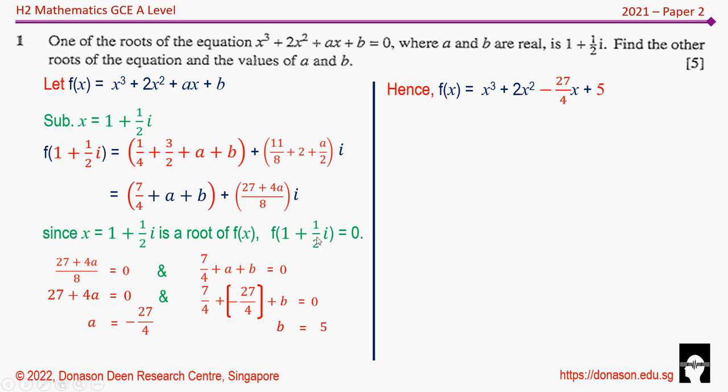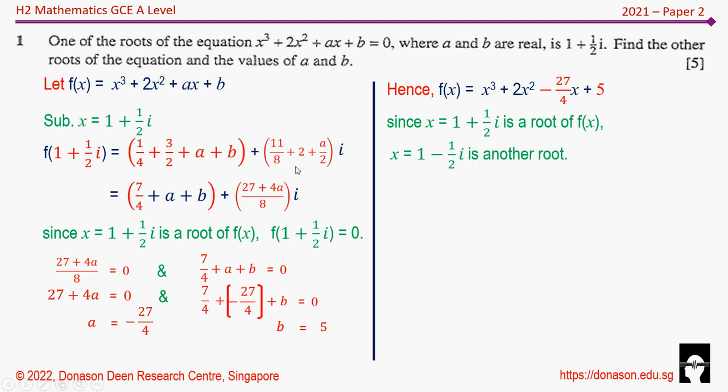So we are already given one of the roots, and of course if one of the roots is a complex number, the other root must be the conjugate of this complex number, 1 plus half I. So since x equals 1 plus half I is the root of the function, the other root must be 1 minus half I.